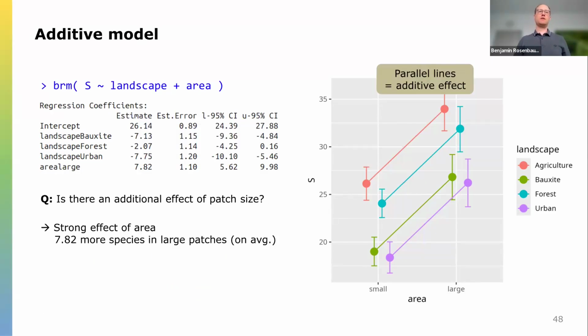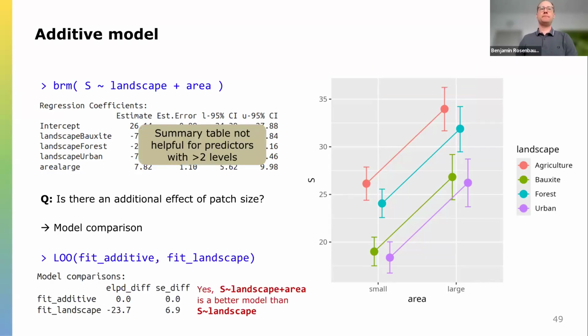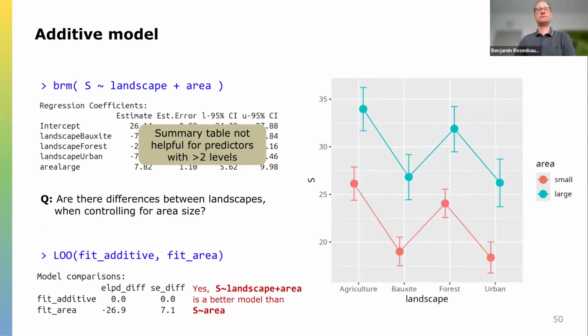Right. So here we could just look at the area effect, because area just has two levels, then it's fine. Or we can do the model comparison. Another question would be, when I'm correcting for area size, are there still differences in landscape types? And here the summary table again is not helpful. Here we would have to do a model comparison of the two models that relate to the question.